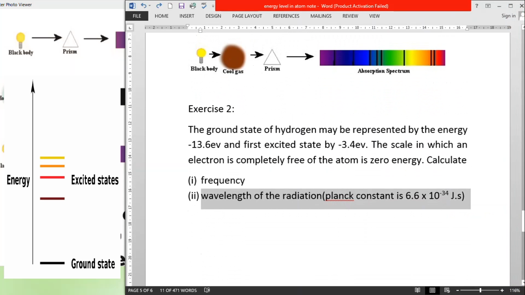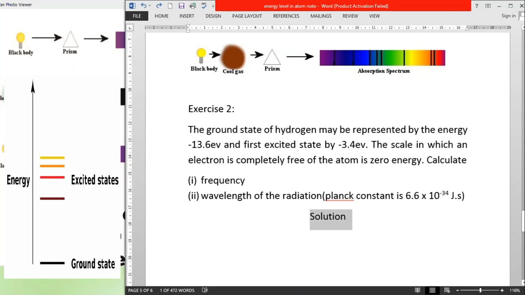The ground state of hydrogen may be represented by minus 13.6, that's E0 is minus 13.6, and the first excited state, E1, is minus 3.4 electron volts. So we are asked to calculate the frequency of the radiated photon, and also the wavelength of the radiation. These are the two things we are asked to look for: the frequency and the wavelength of the radiation. So let's proceed and see what we have there.